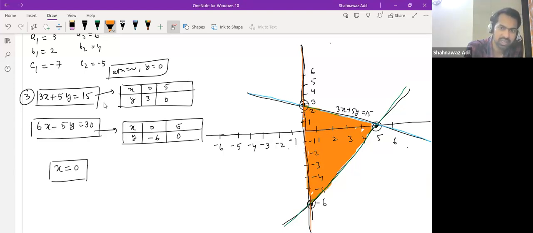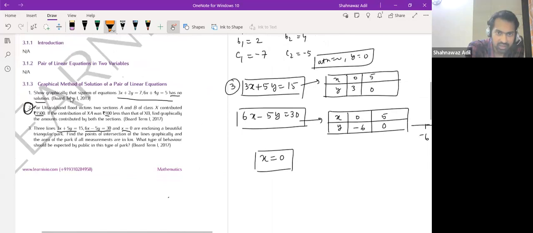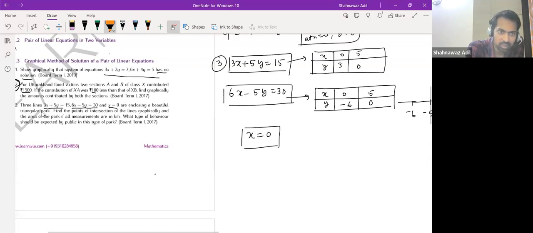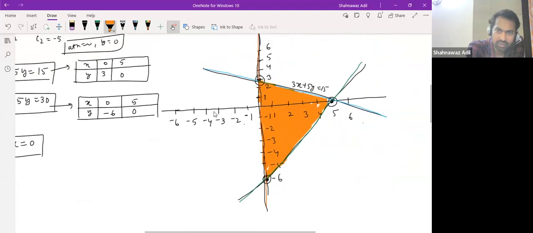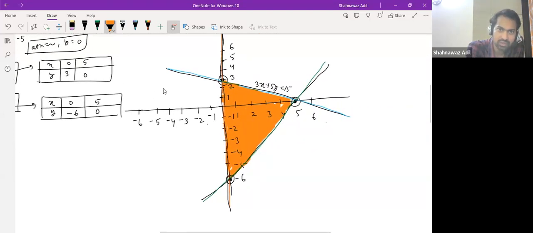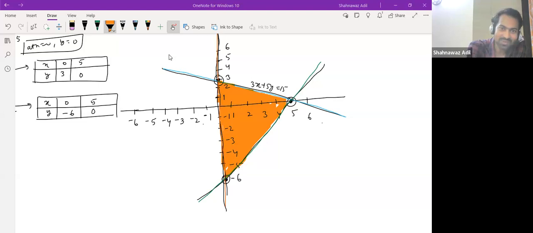So this was the question, right? This is some beautiful triangular park. Find the point of intersection of the lines graphically and the area of the park if all measurements are in kilometers. What type of behavior should be expected by the public in this type of park? This is a morality question. So good behavior. We should keep the park clean. Yes, Harshit, absolutely correct.